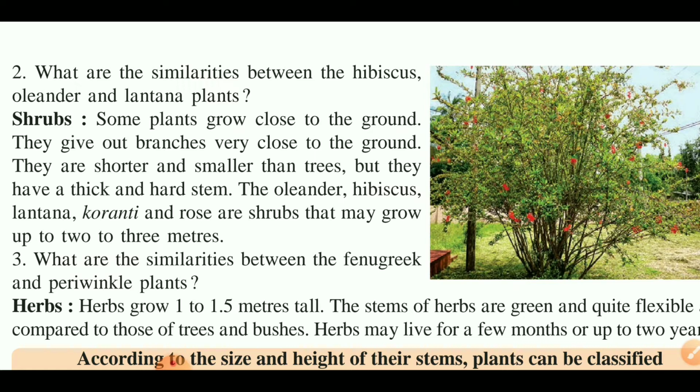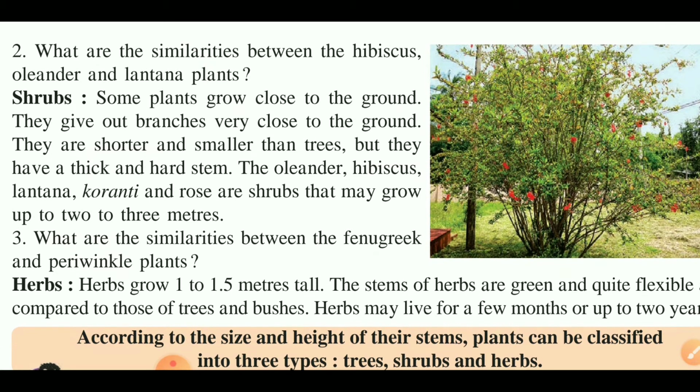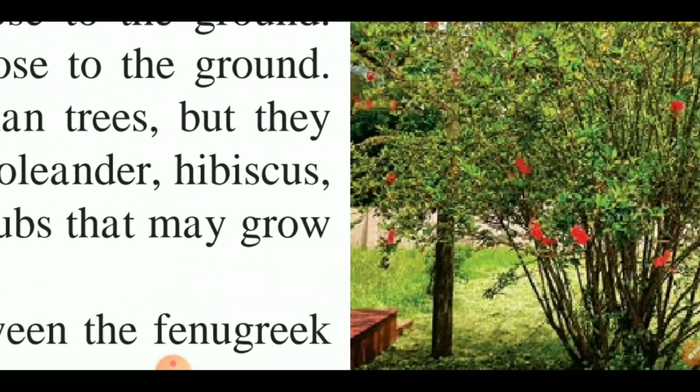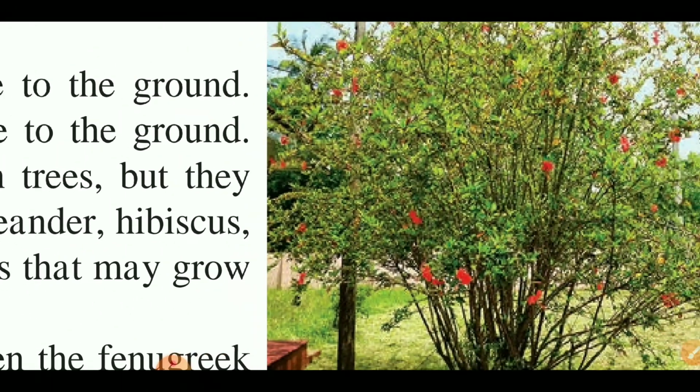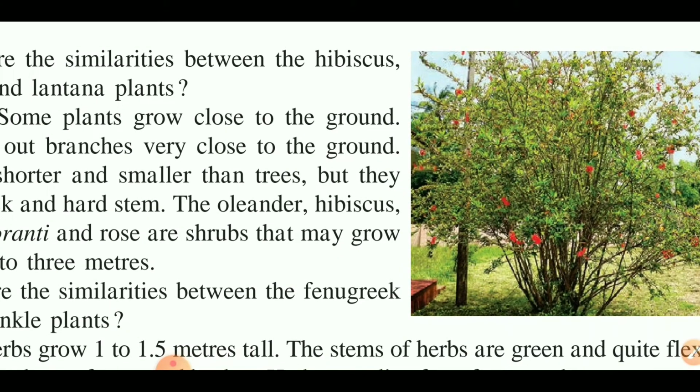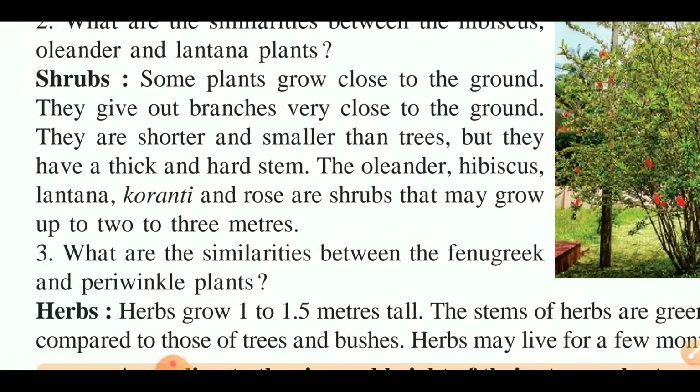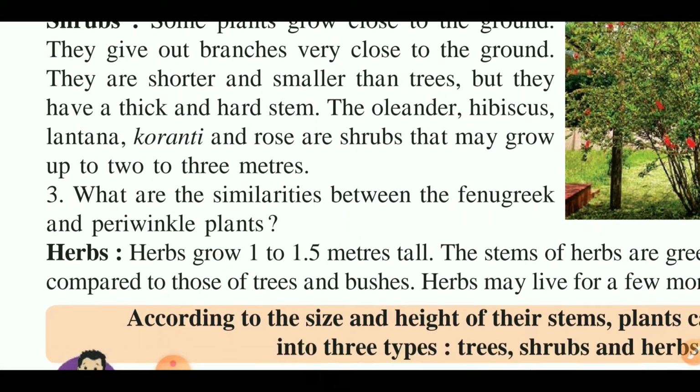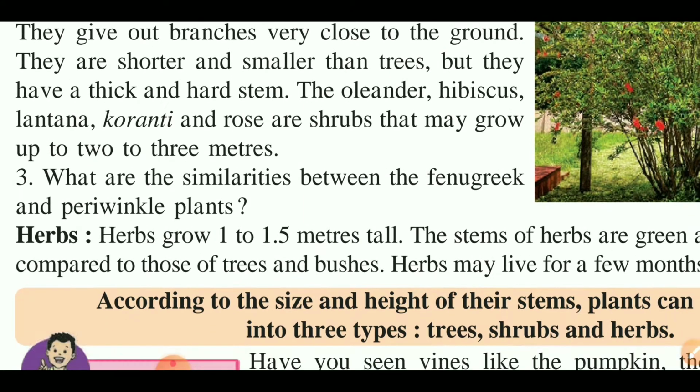The oleander, hibiscus, lantana, and rose are shrubs that may grow up to 2 to 3 meters in height. Now, this is like shrub plants, and I think everybody knows about the rose plant. These plants are known as shrubs.